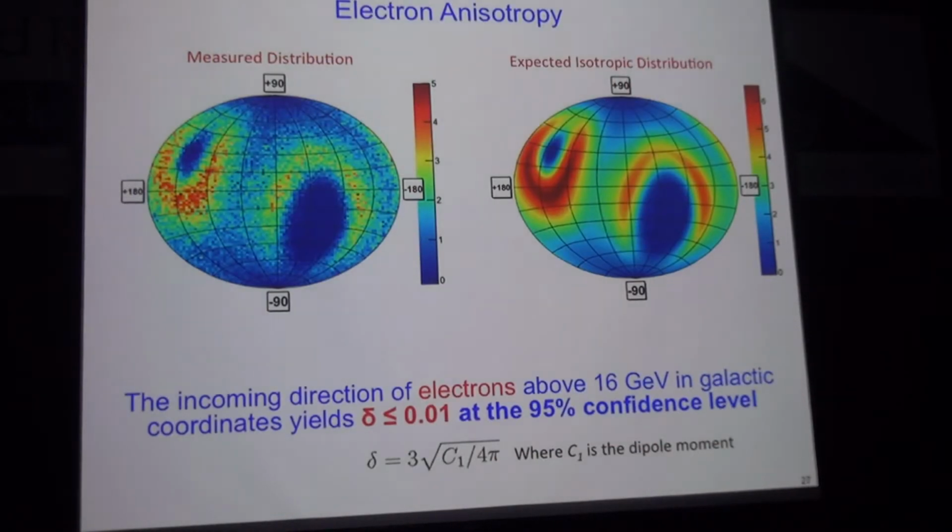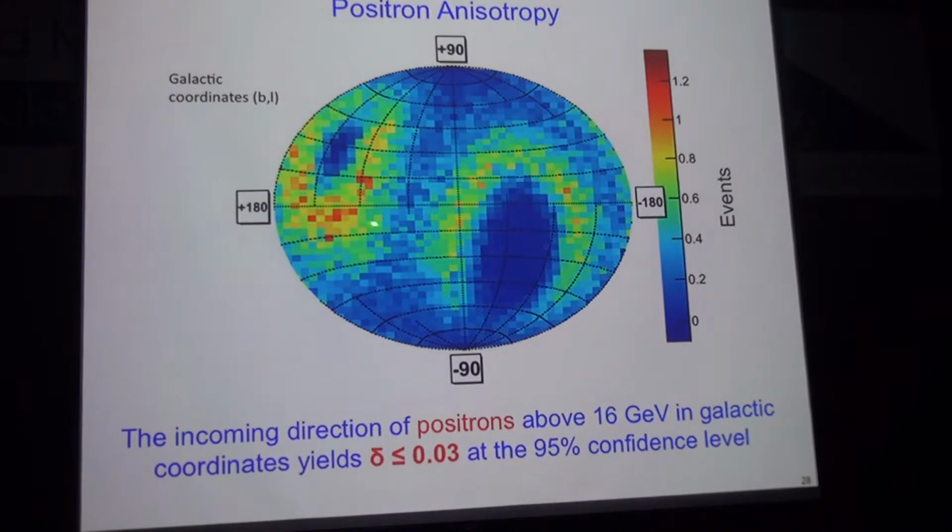We also measured the isotropy of the arrival of electrons. This picture shows what we expect to see, where different intensity indicates the exposure time in galactic coordinates, and this is our measurement. Comparing these two, they are very similar, and we can determine the anisotropy to be less than 0.01 at 95% confidence level. Similarly for positrons, you see the distribution is again very similar, and the anisotropy is determined to be less than 0.03.